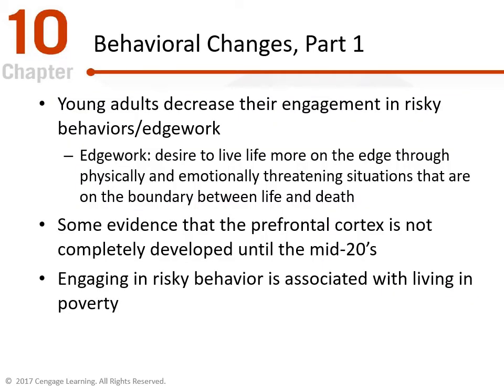So now let's take a look at behavioral changes in the emerging adult. Young adults decrease their engagement in risky behaviors and edge work. So why do young adults decrease their engagement in these risky behaviors? We've been talking about this all throughout the teenage brain, the adolescence. When they come into that emerging adult stage in their early to mid-20s, the frontal cortex is starting to fully develop, and their logical reasoning and their ability to stop these risky behaviors develops and balances out with the limbic system.